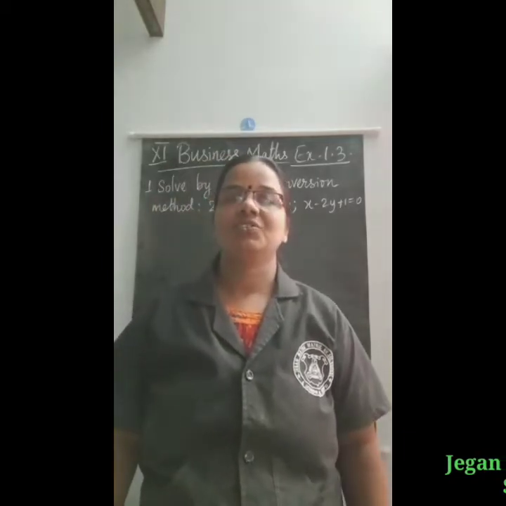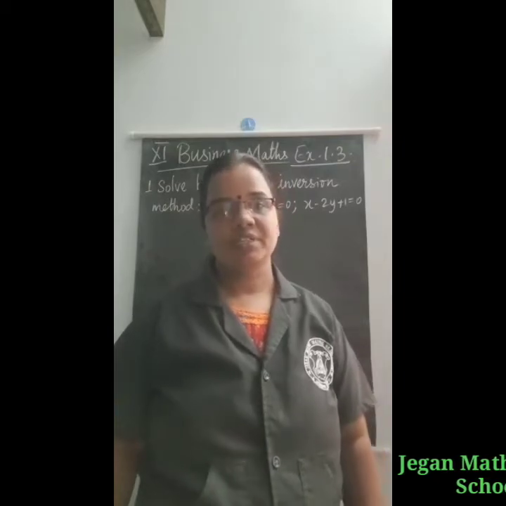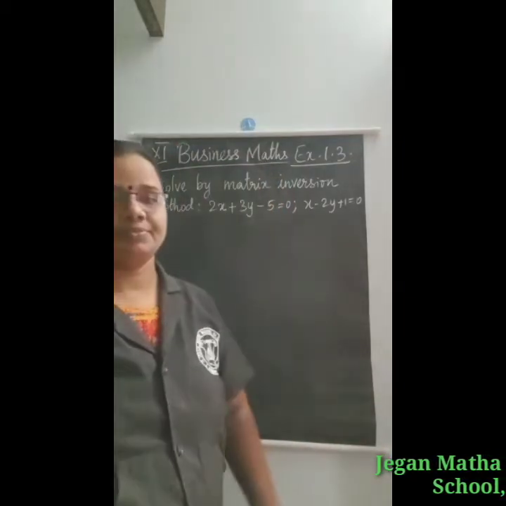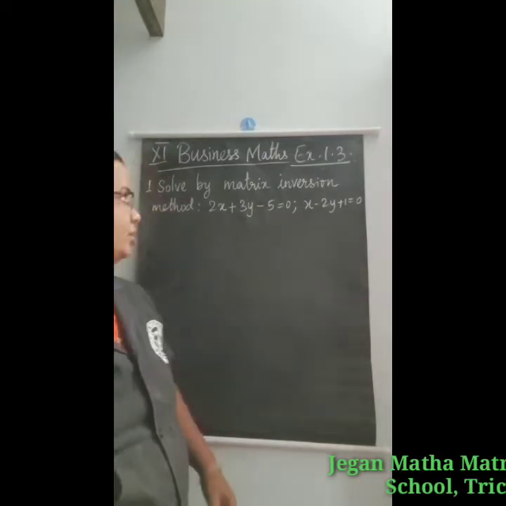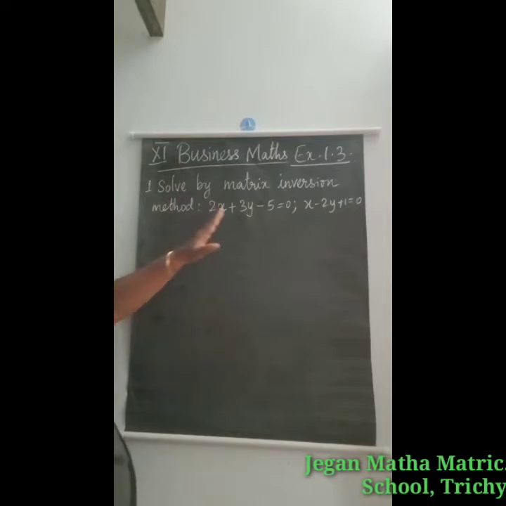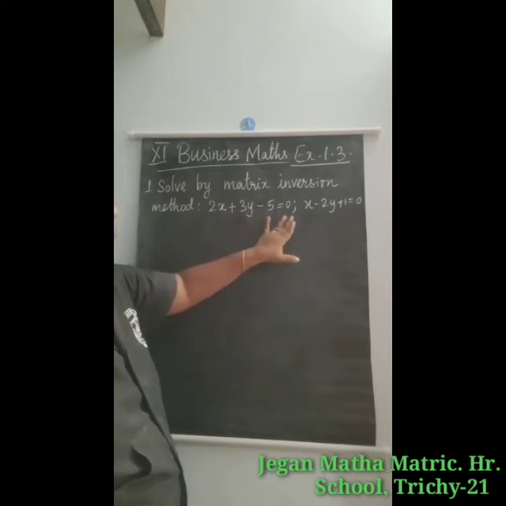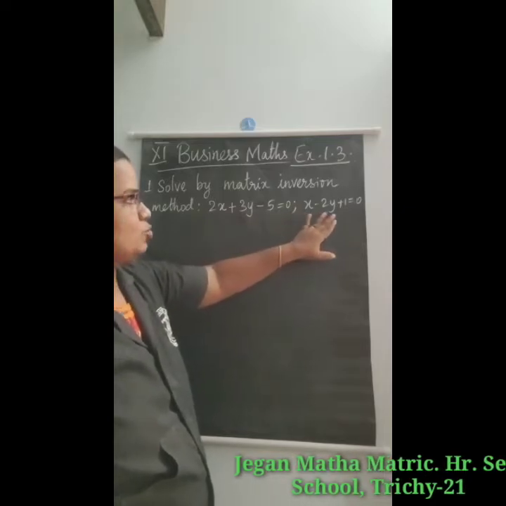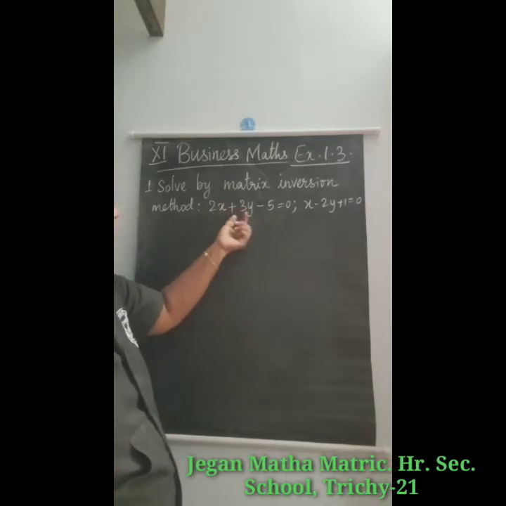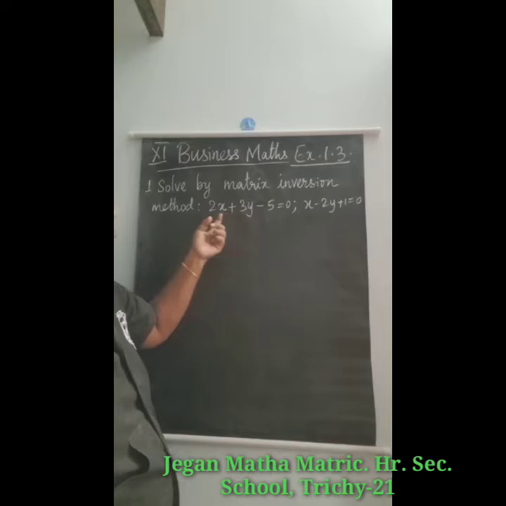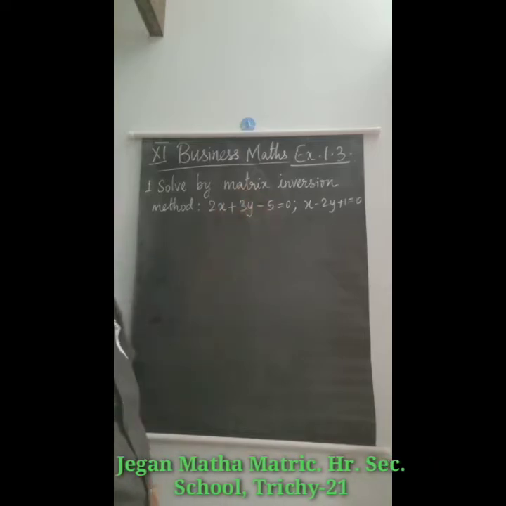Hello students, today we are going to see 11th standard business maths first chapter exercise 1.3, matrix inversion method. Solve the equation by matrix inversion method: 2x plus 3y minus 5 is equal to 0 and x minus 2y plus 1 is equal to 0. These are two variables, x and y. So we have to find out the value of x and y by matrix inversion method.